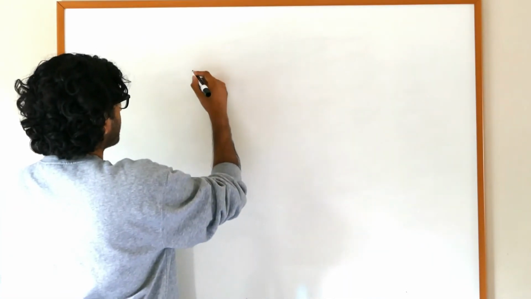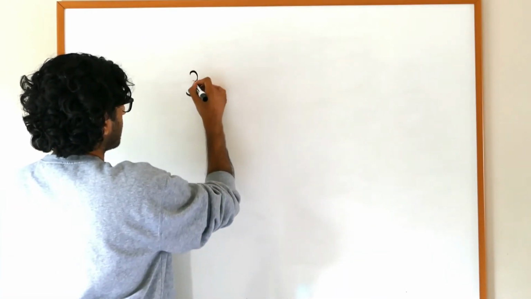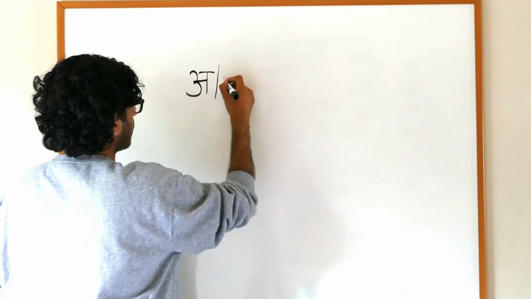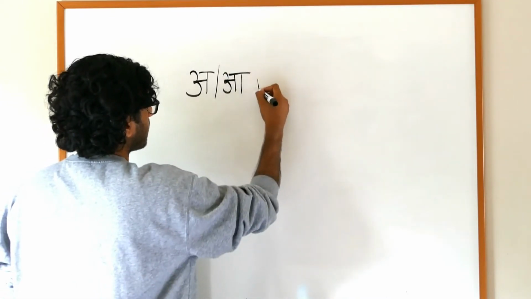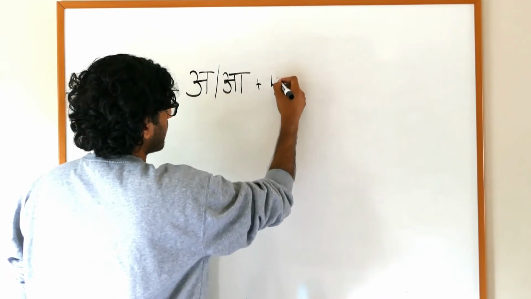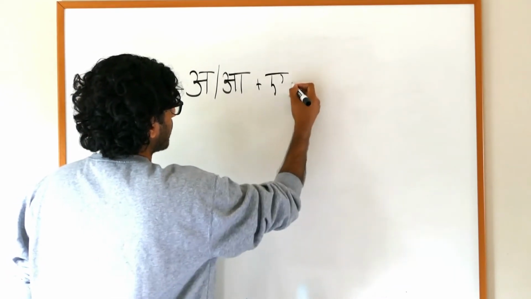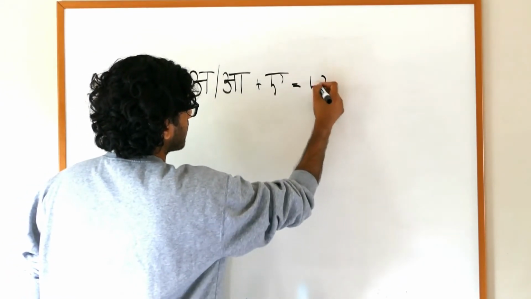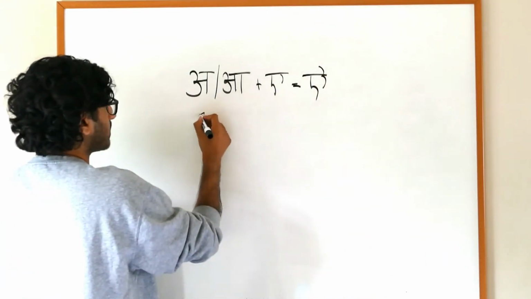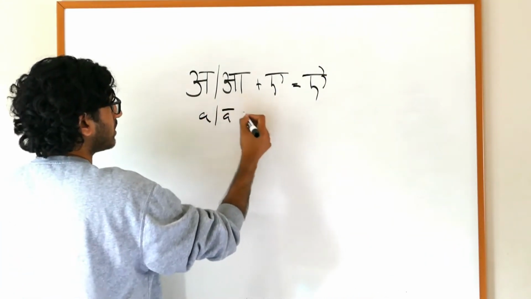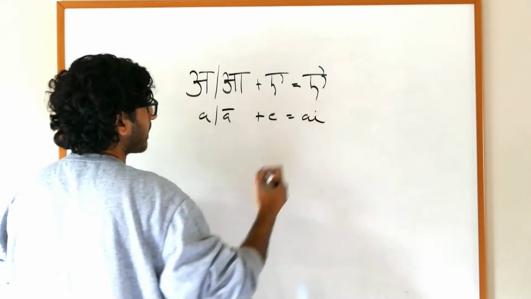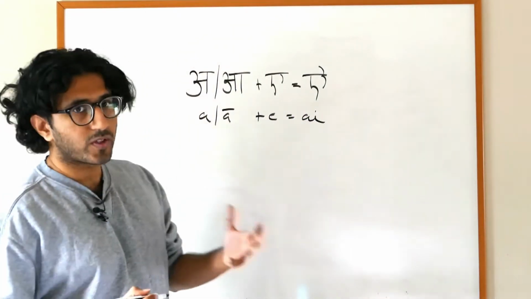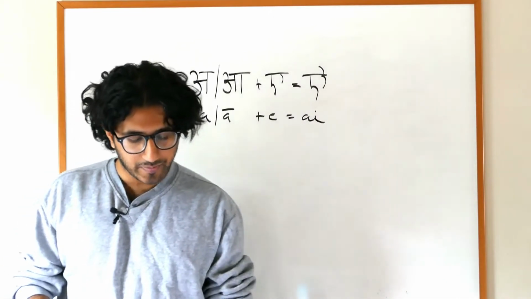First, whenever we have a or ā plus e, we are going to get ai. This is how it's formed. A or ā plus e is going to form ai. This is the first example of Vṛddhi sandhi.